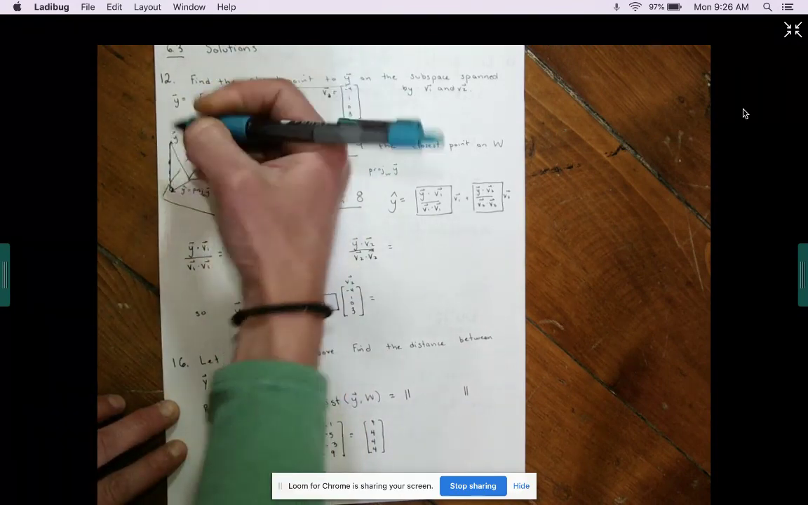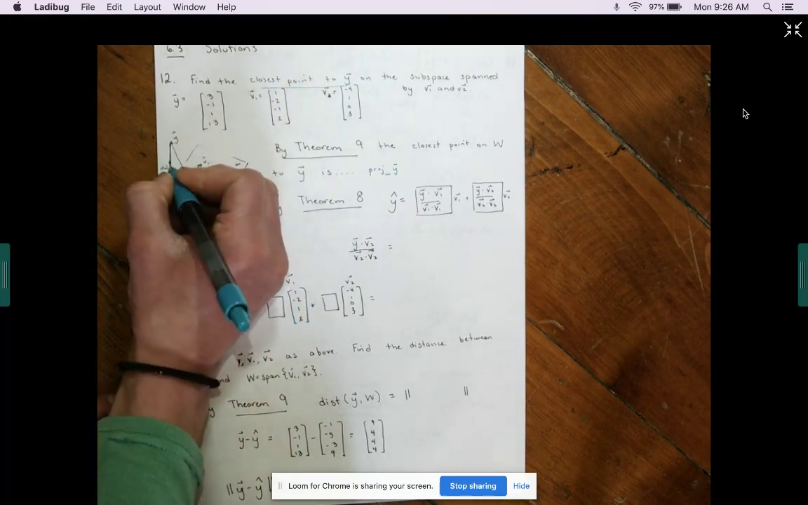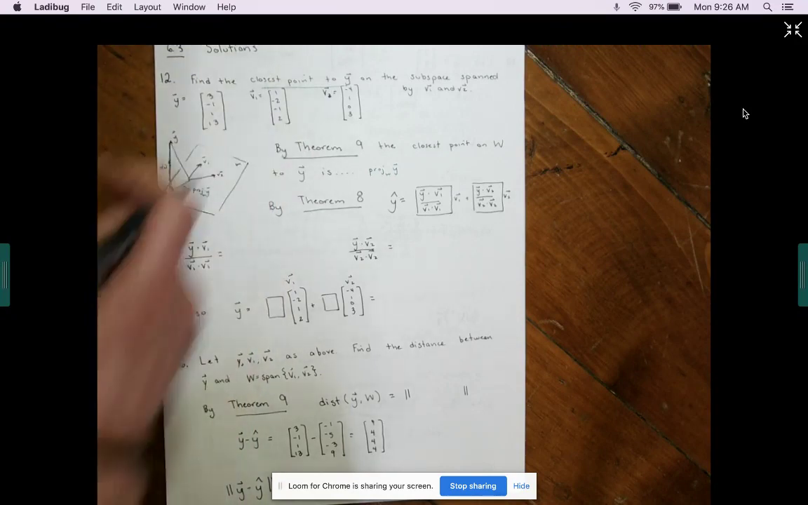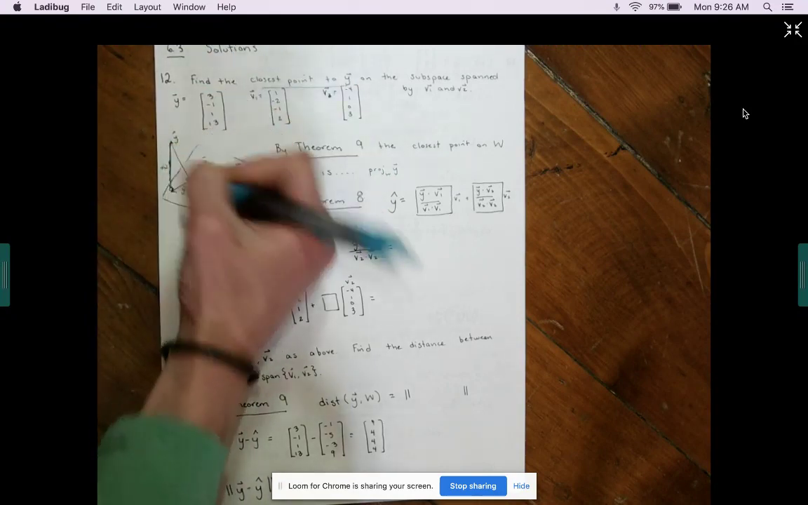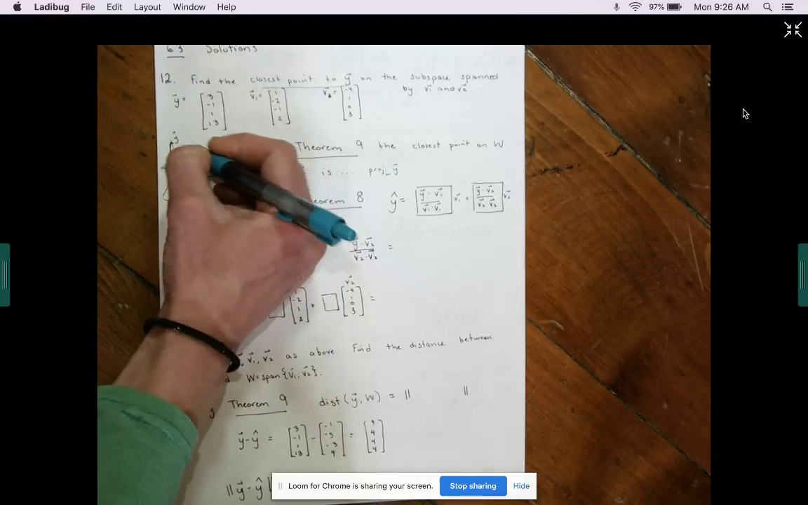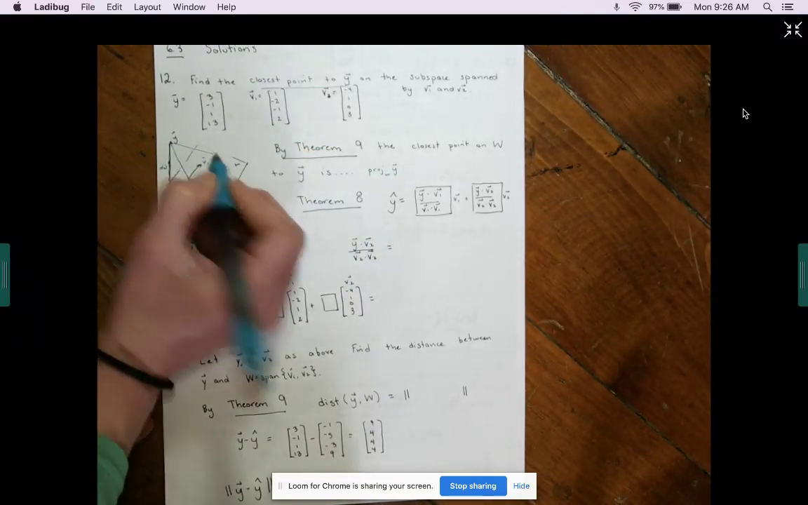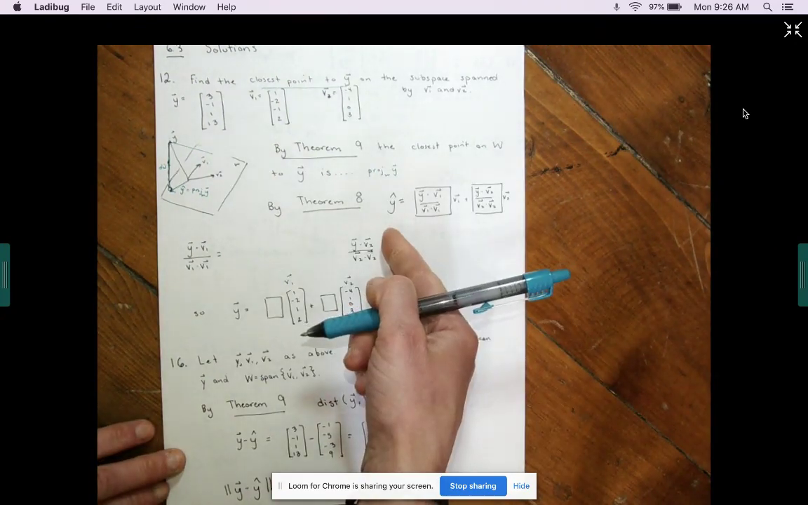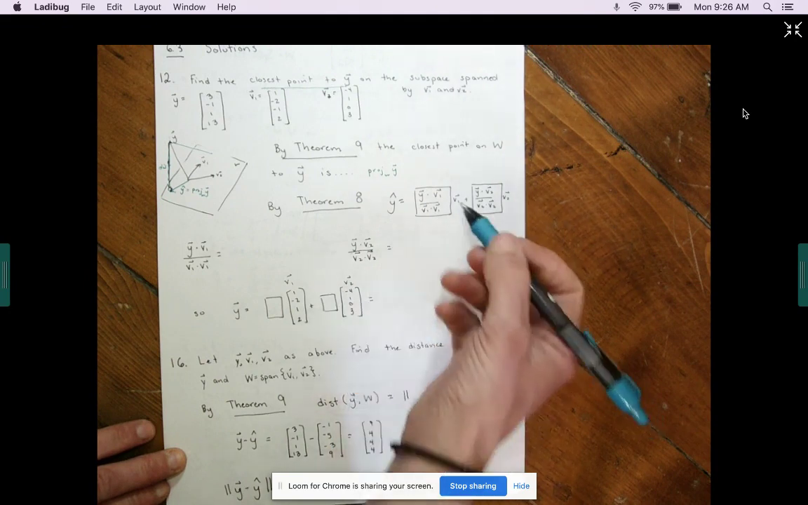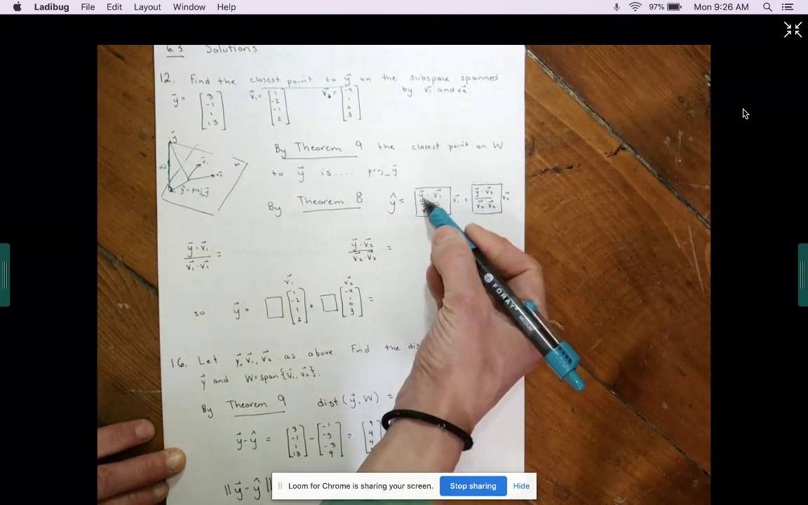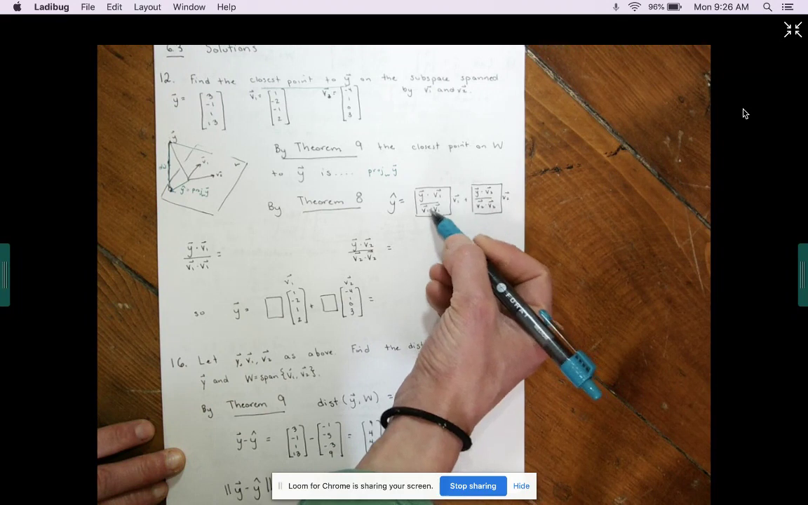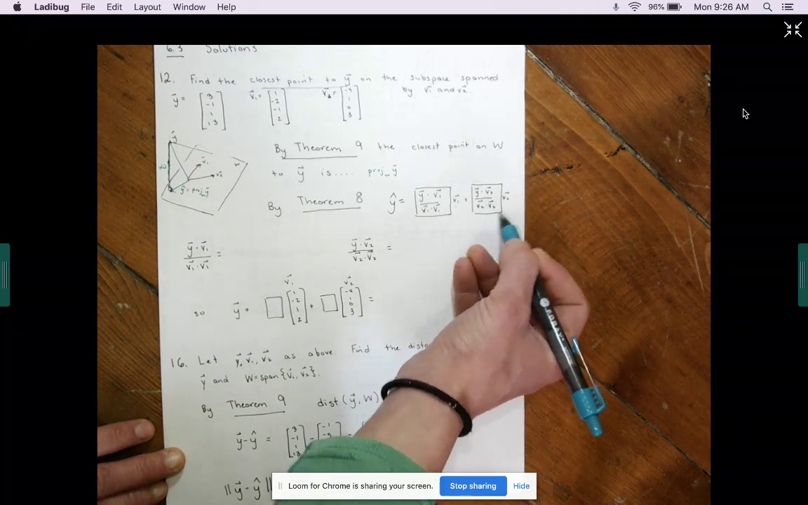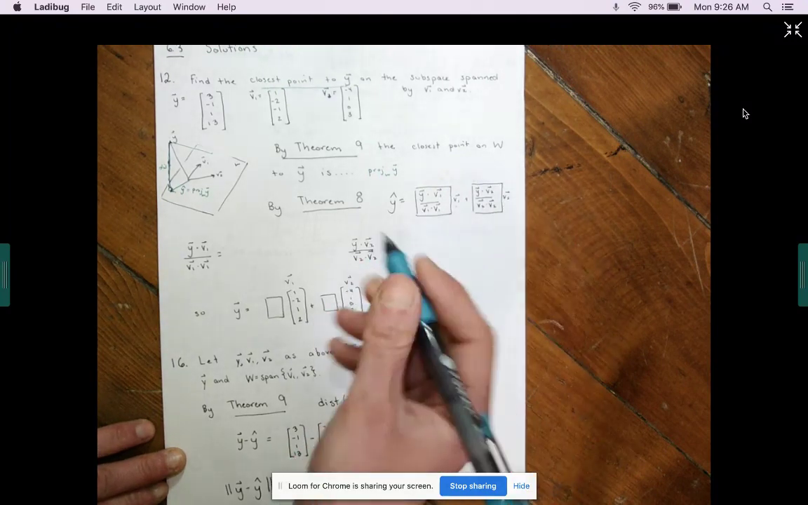and this is called the distance between y and W because it's the fastest way to get there. It's the shortest, the closest point to y that's on W. If you took another point here, that distance would be longer. So we want to find the orthogonal projection. By Theorem 8, the way to find the orthogonal projection is to take the dot product of y with the first vector, divide that by the norm of the first vector, and then multiply it by that first vector. And then do the same thing with the second vector.